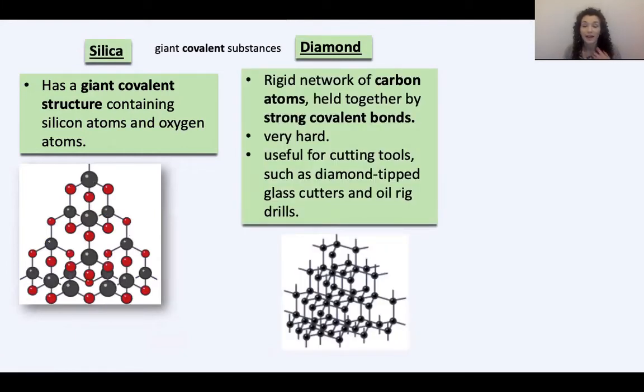Diamond is made up of just carbon atoms, all covalently bonded together in this rigid network. Okay, and they're all held together by covalent bonds. And because of all those covalent bonds, diamond is very, very hard. So you'll know that because that's why it's used in jewellery. It's also used in the cutting tips of some tools. So some drills have got diamond in the top of the drill, so it's a really hard tool.